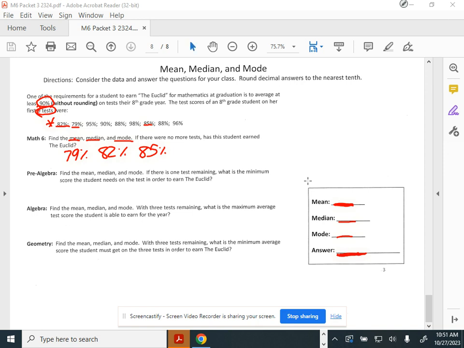Mr. Robinson's so pleased that you guys remembered what mean, median, and mode meant. I also don't recall ever hearing her talk before, so that's sweet. Oh, she talks in my class. She likes me better, Mr. Robinson.